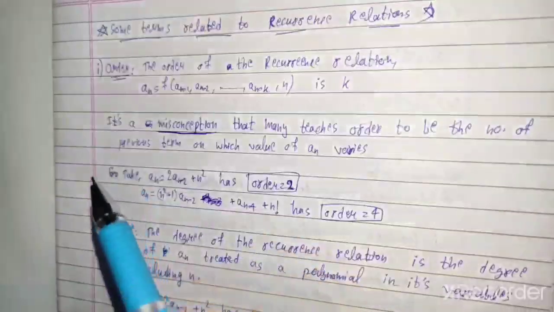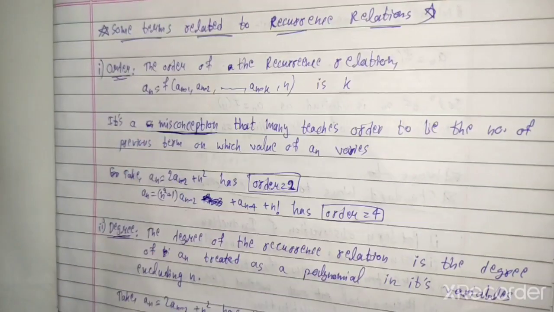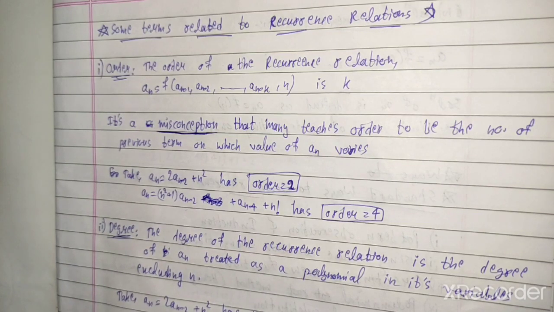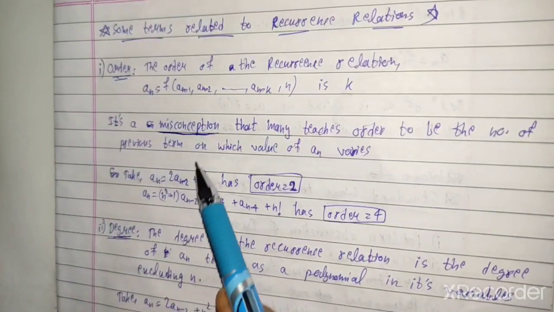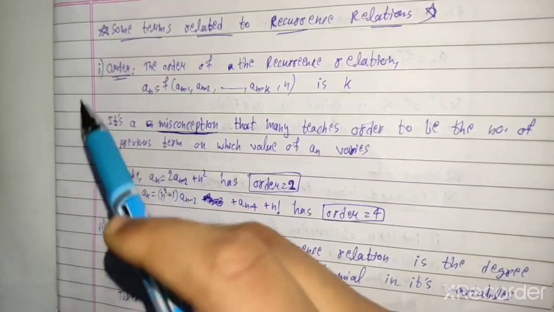we have some terms related to recurrence relation. Basically we will define some terms so that we can study recurrence relation easily. For example, for studying polynomials, we have defined degree, that is degree 2 quadratic, degree 3 cubic, degree 4 biquadratic, and so on. So similarly here, we will be defining order and degree in recurrence relation. Let's see what they are.